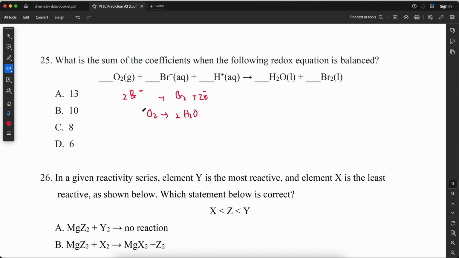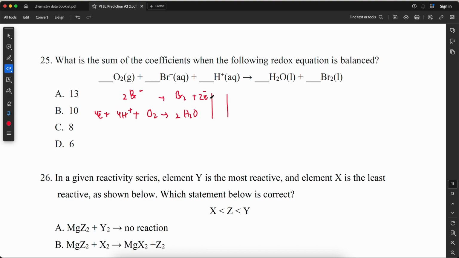And now we've got 4H here. So we can add 4H plus at this side. Now it's balanced for H and O, but not the charge. So here is plus 4. So we can add 4 electrons to make it balanced.